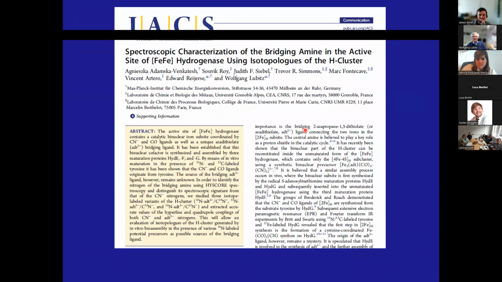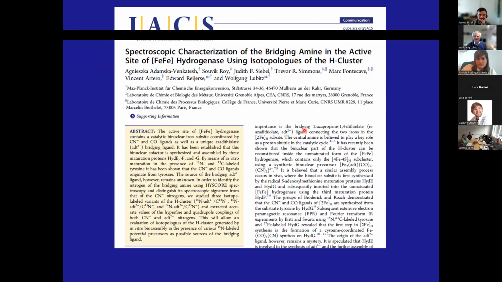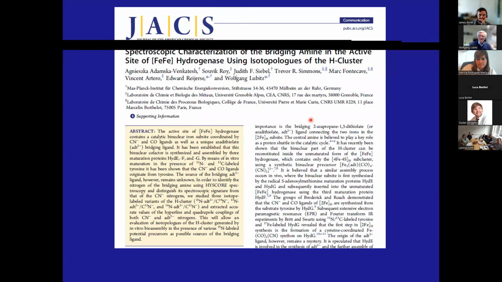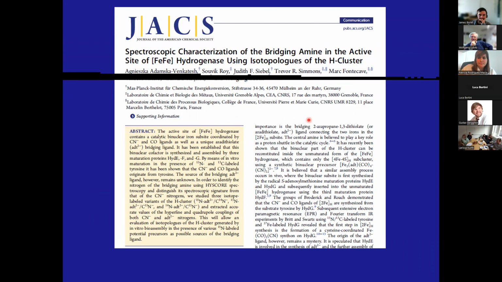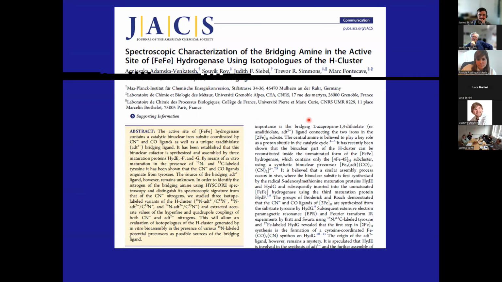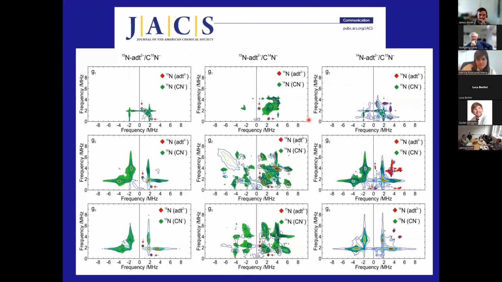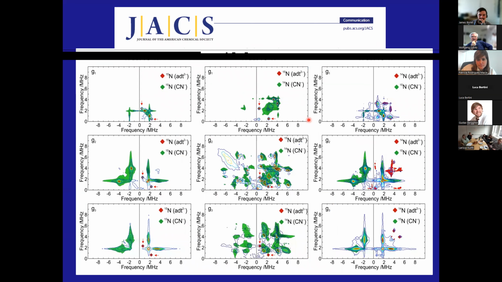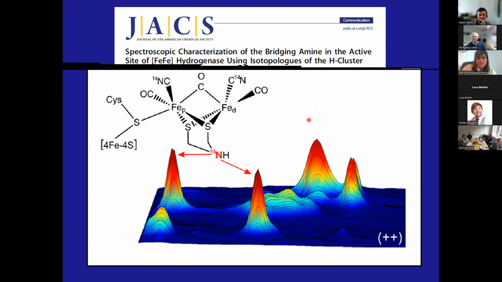And then after this wonderful method was given to us by Gustav and by the group in Bochum, we also labeled with N15 the ADT ligand and also the cyanide, and detected all the hyperfine couplings. That was all correct, that there must be a nitrogen. That's absolutely clear.